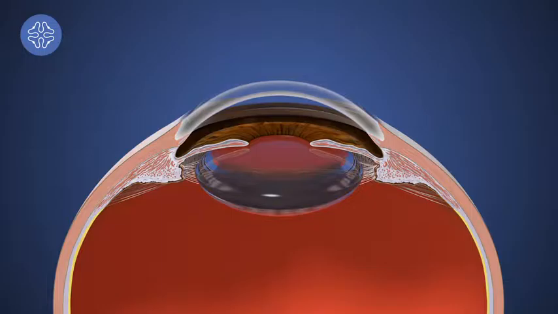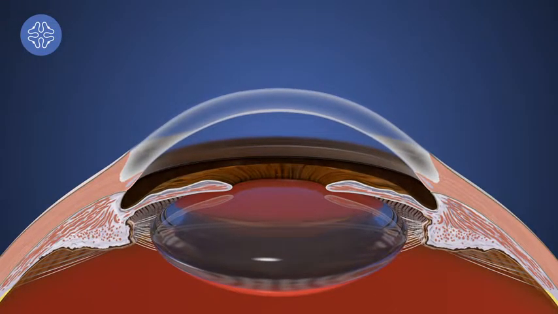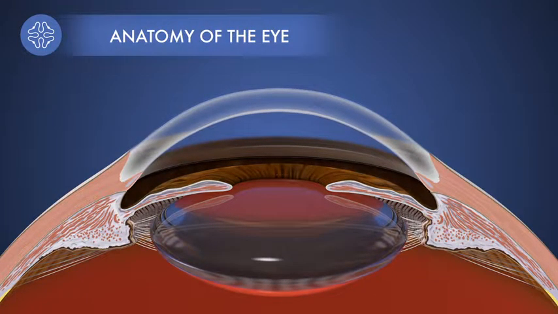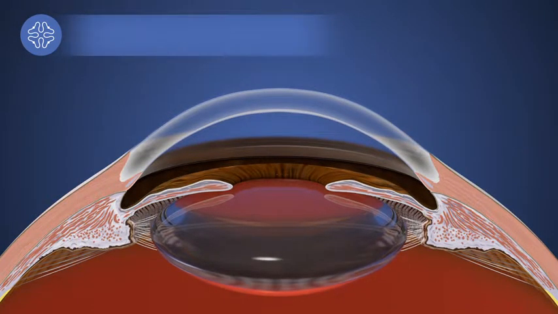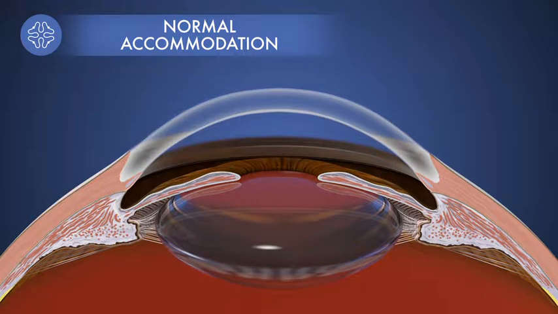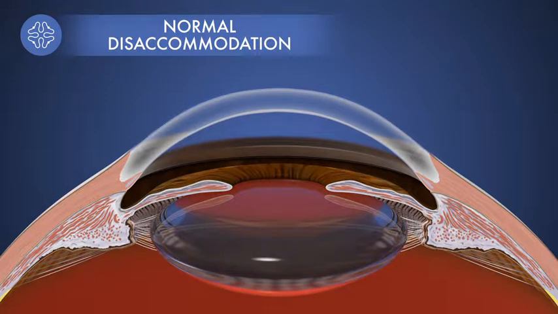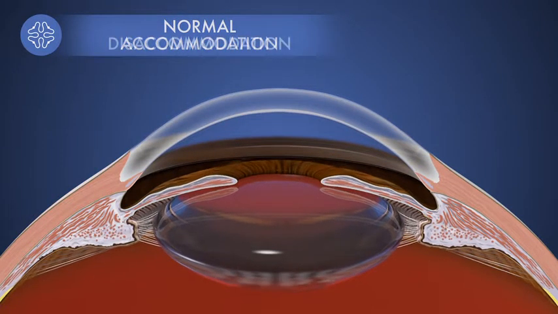Accommodation is the ability of the natural lens of the eye to change focus from far to near. The lens is contained inside a capsular bag. The capsular bag is attached by zonular fibers to the ciliary body. When the ciliary body contracts, the lens moves forward and becomes more spherical as tension on the zonules is relaxed. When the ciliary body relaxes, the zonules force the capsular bag to flatten the lens and move it backwards. This movement changes the focal point of the lens from near to far, as the lens transitions from accommodation to disaccommodation.